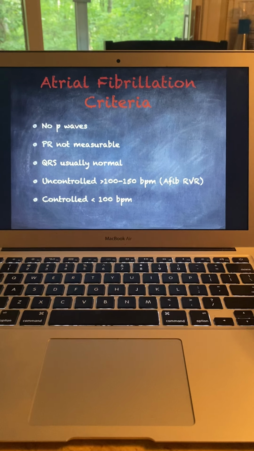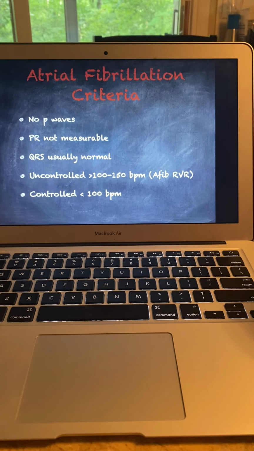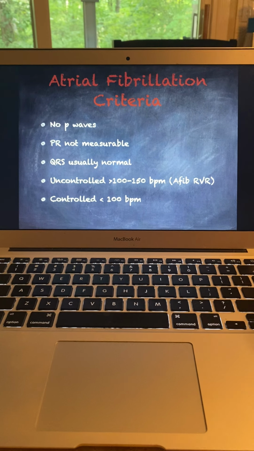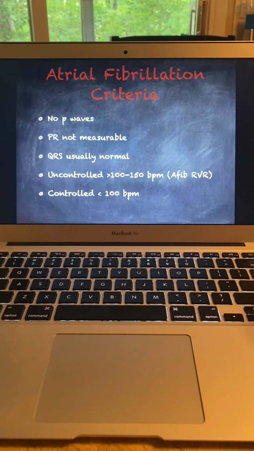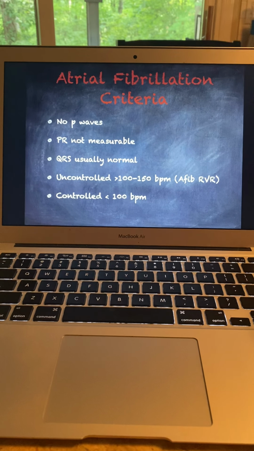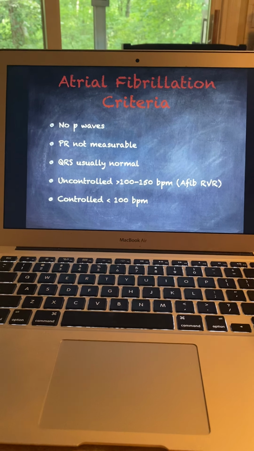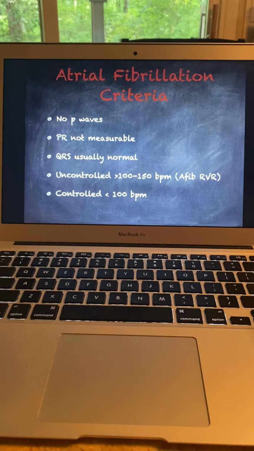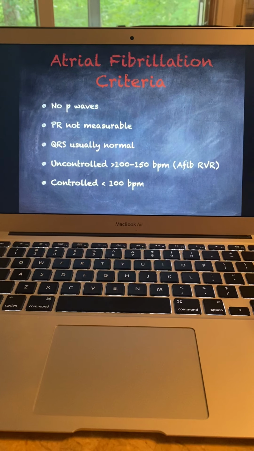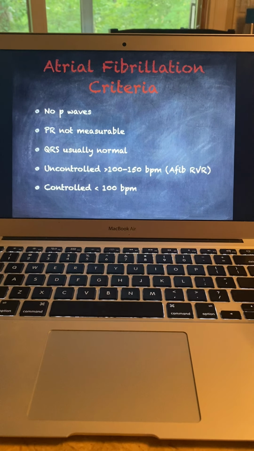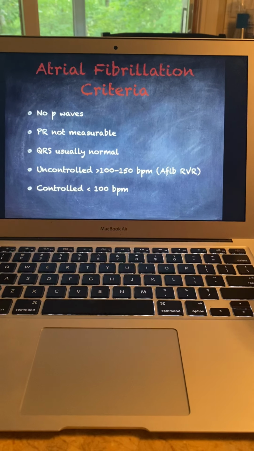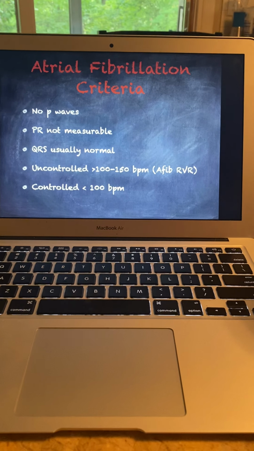Okay, last rhythm we're going to talk about is atrial fibrillation. So the criteria for this is that in AFib you see no P waves, which means that if you don't have a P wave, you cannot measure a PR interval, because the PR is the P wave to the R. If you don't have a P wave, you can't measure a PR. The QRS is usually normal, and you can either be in controlled AFib, meaning that your heart rate is less than 100, or uncontrolled AFib, meaning that you're in AFib RVR, which is a rapid ventricular response. So those patients have a heart rate greater than 100 to 150 beats per minute.